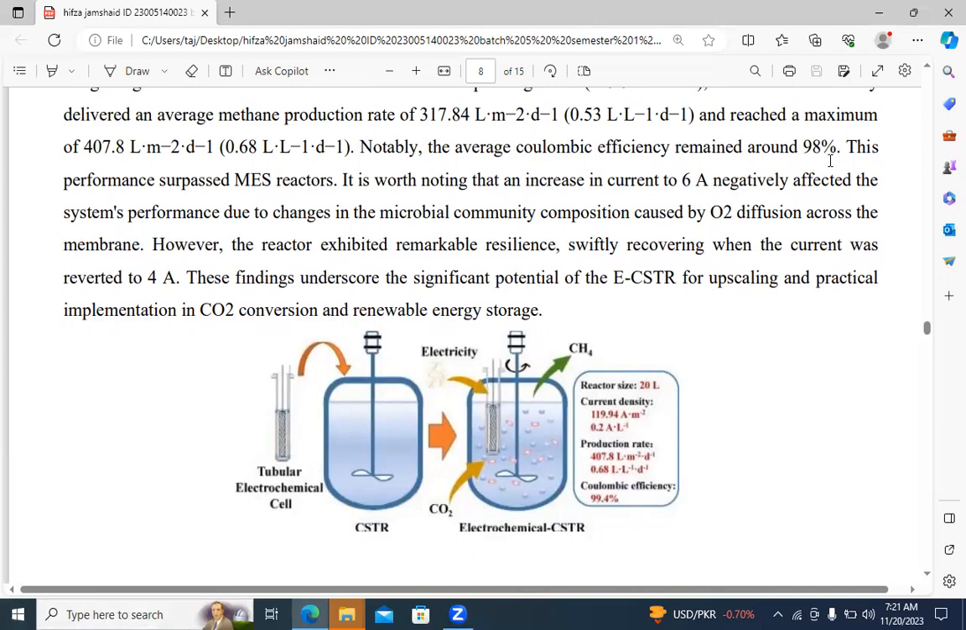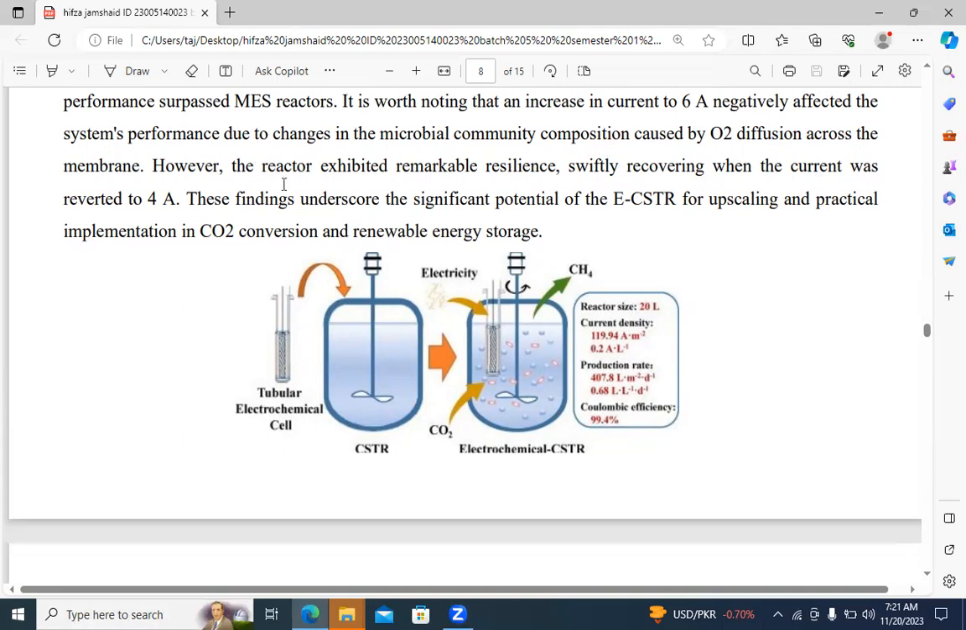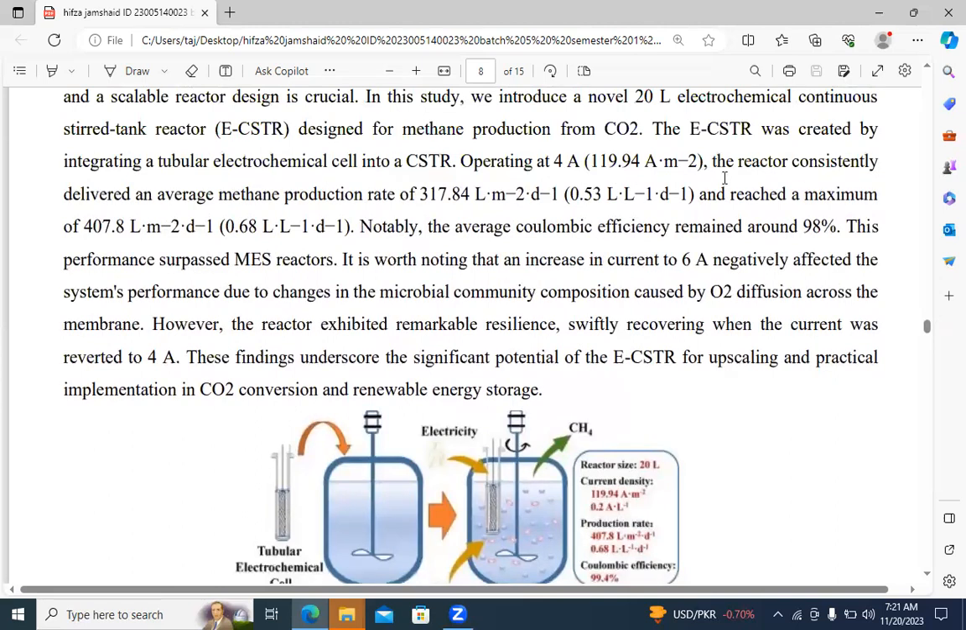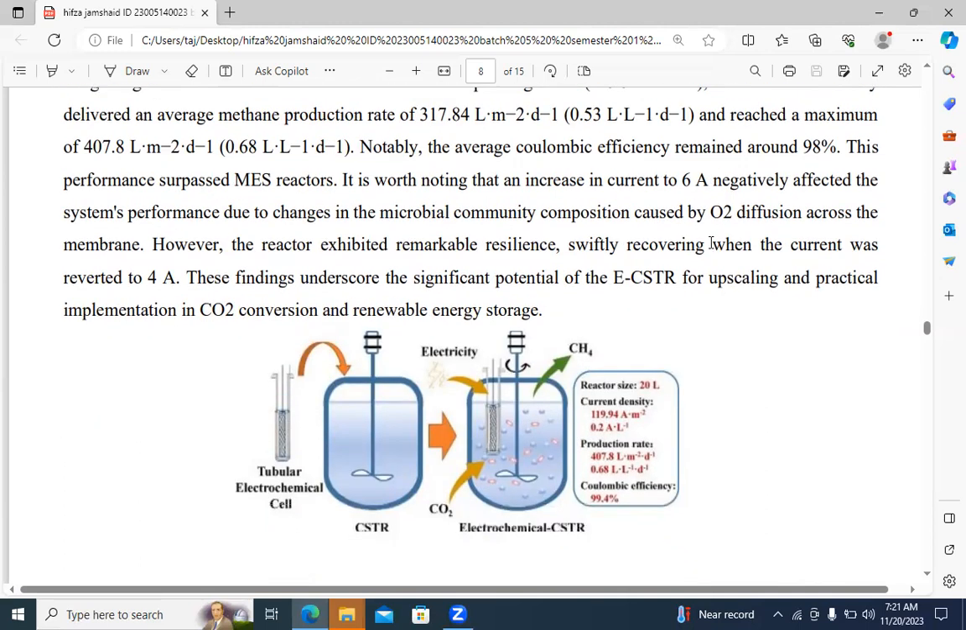So 98%. If we increase the amount of current to about 16 amperes, it negatively affected the performance of the system due to a change in the microbial community caused by oxygen diffusion across the membrane. So we also have to be aware of the current. If we increase the amount of current, it has a negative effect on the concentration and also on the system performance.